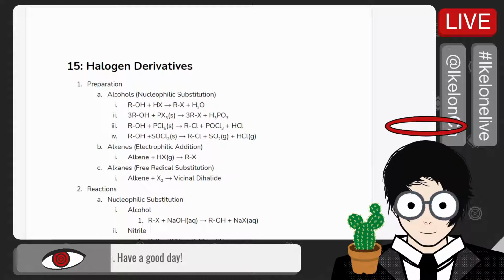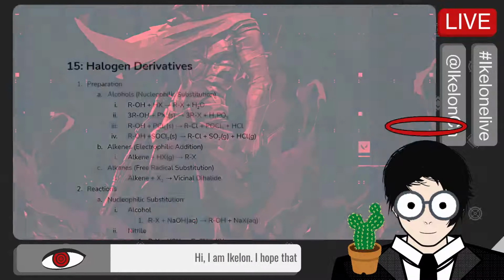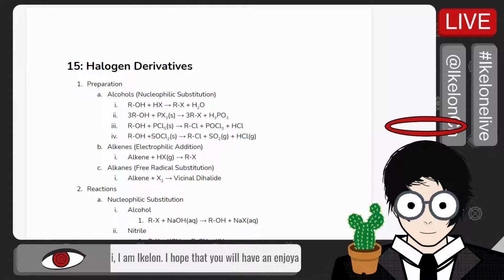I will be doing a revision, a summary of the chemistry topic, Halogen Derivatives. Give me a sec, let me fix this real quick. Alright, here we go. Anyway, this is A-levels chemistry, and I'm just going to try and do a quick revision for those who need it. Probably just me. I'll probably watch this stream again to revise.